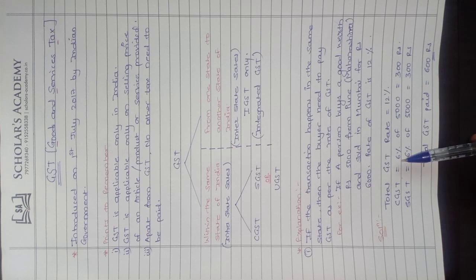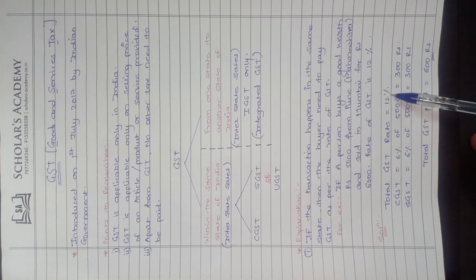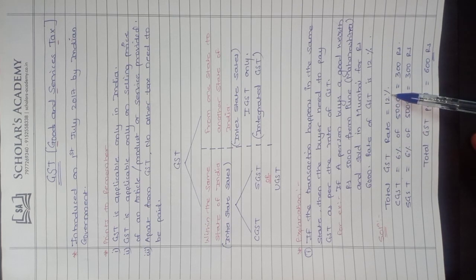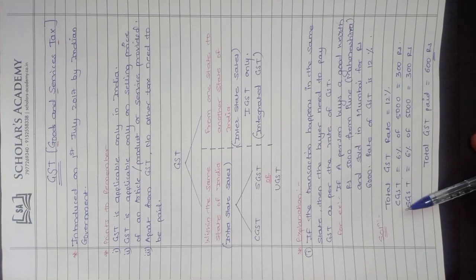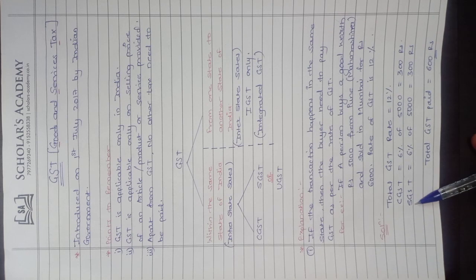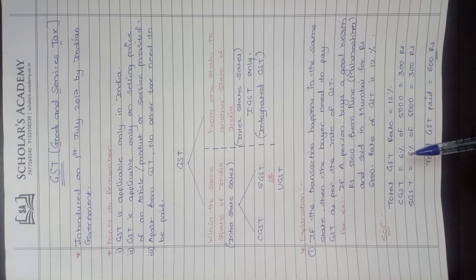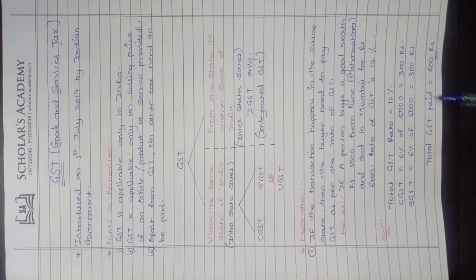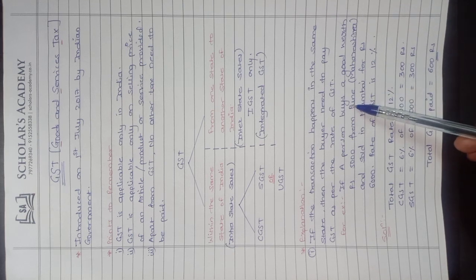Now, as the total rate of GST was 12%, half of the 12%, that is 6%, needs to be paid to the central government, and the rest 6% needs to be paid to the state government. 6% of 5,000 is 300 rupees, and this 300 plus 300, which is 600 rupees, is the total GST paid by that buyer while purchasing that good from Pune.